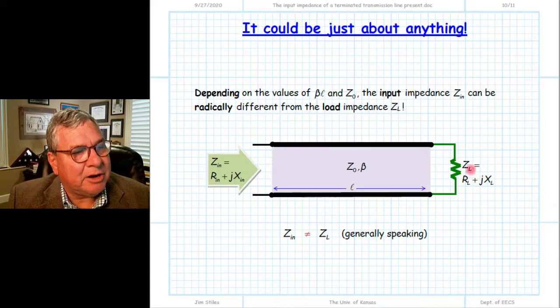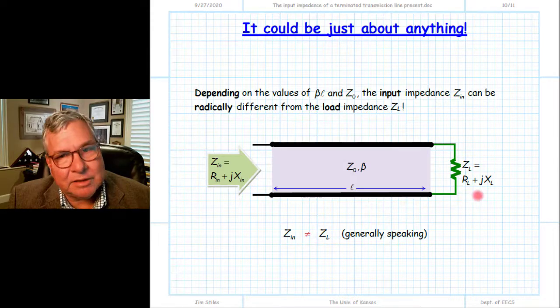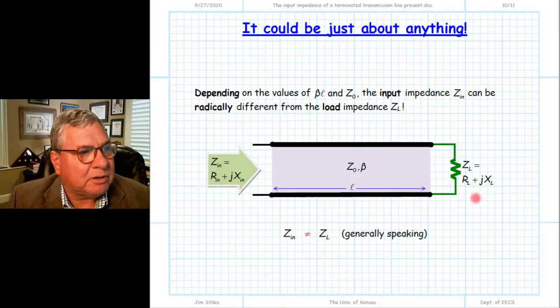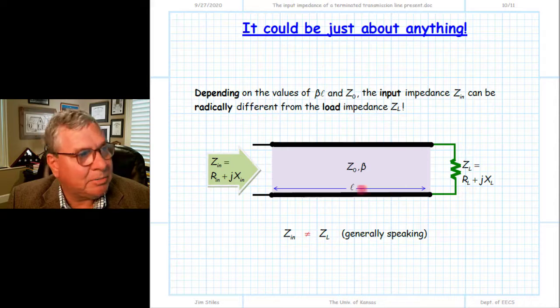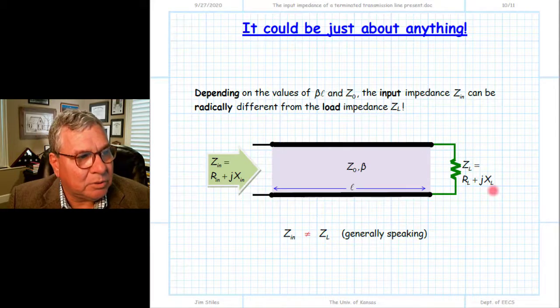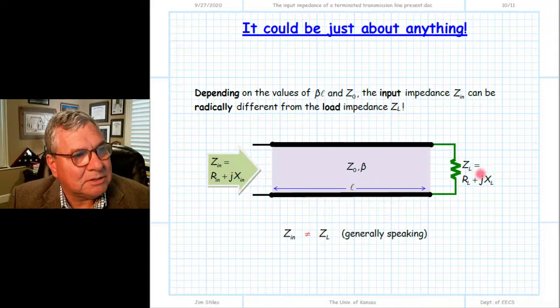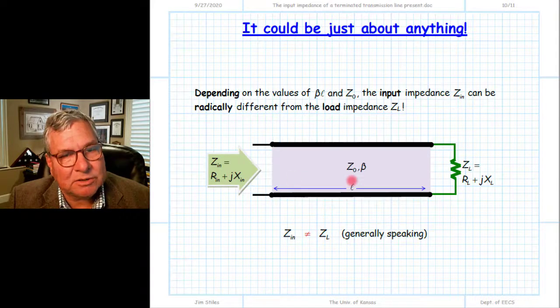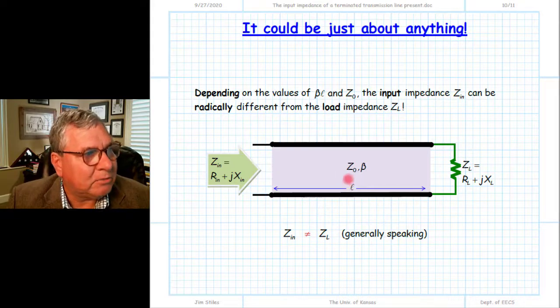So to summarize that here, the input impedance is, again, different than the load impedance, generally speaking. The real part of the input impedance is different than the real part of the load impedance. The reactive part of the input impedance is different than the reactive part of the load impedance. Again, don't assume that this is equal to ZL, and don't assume this is equal to Z0. There are some special cases where that can occur, but generally speaking, they don't.